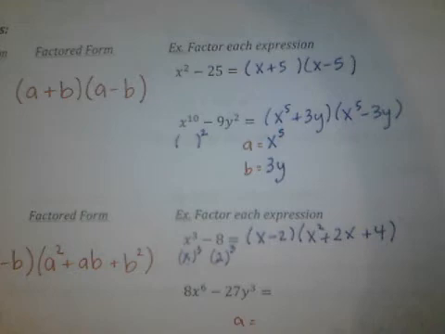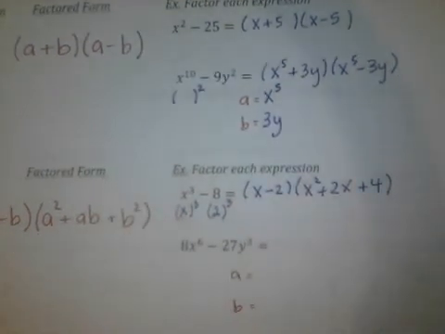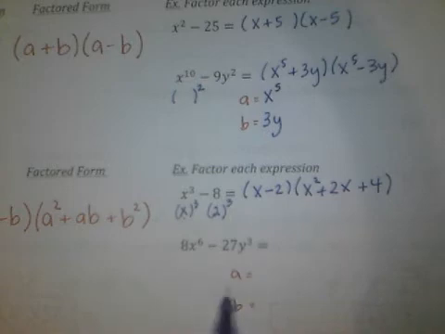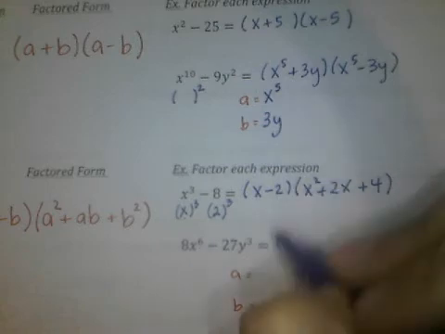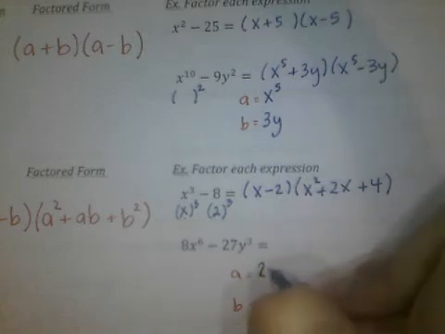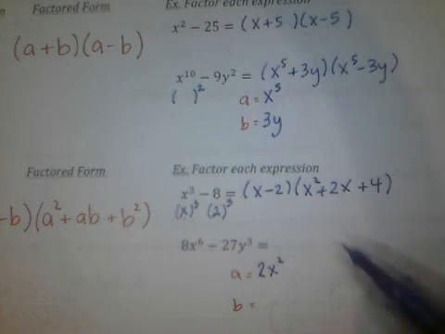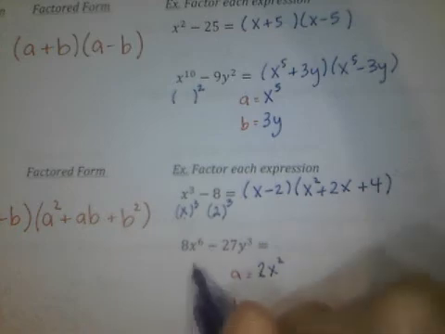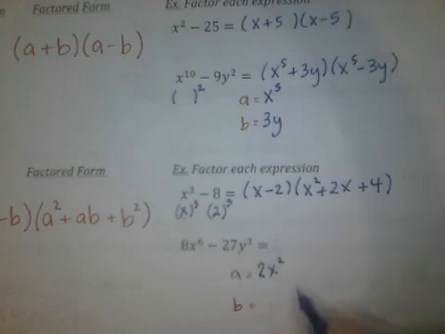Again, with a more complicated example, it's going to be really useful to write down what a and b are. A is going to be something times itself 3 times that equals 8x to the 6th. It turns out that if I multiply 2x squared times itself 3 times, I would get that first term. Similarly, for the second term, if I multiply 3y times itself 3 times, I would get 27y cubed.